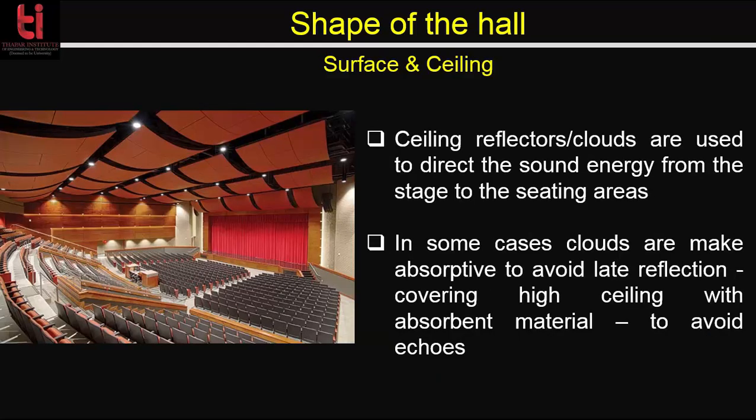And normally, like in this picture, ceiling reflectors, which we actually call clouds, are used to direct the sound energy from the stage to the seating areas. In some cases, clouds are made absorptive to avoid late reflections. Also in some cases, we actually cover high ceilings with absorbent materials to avoid echoes.